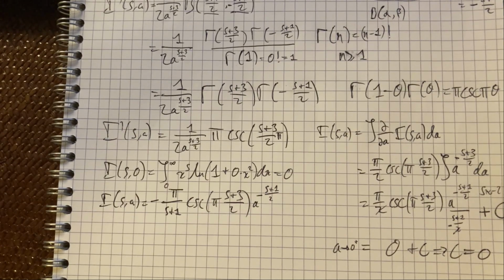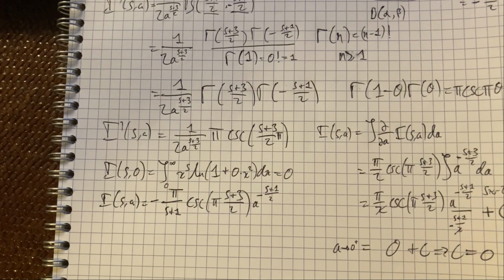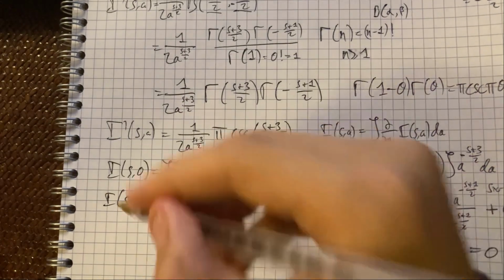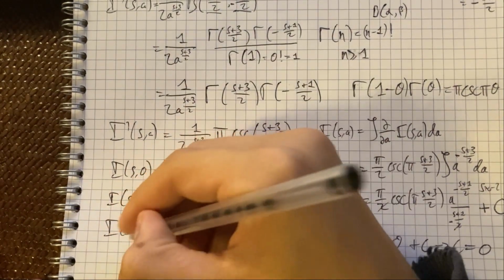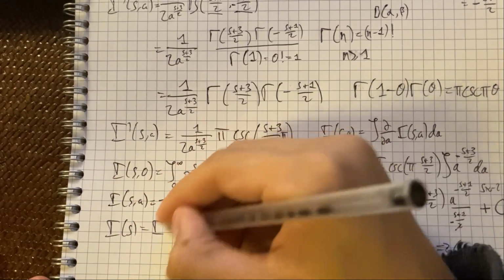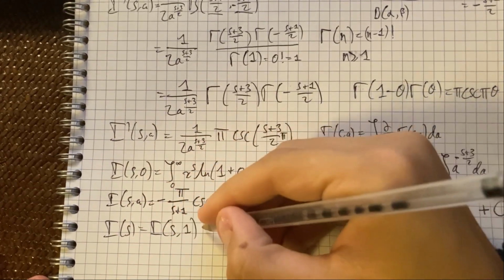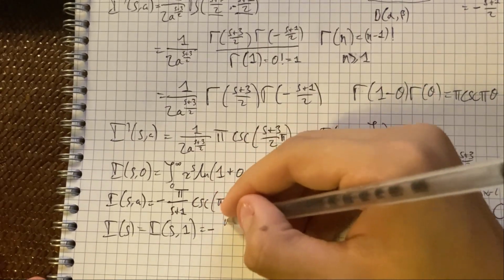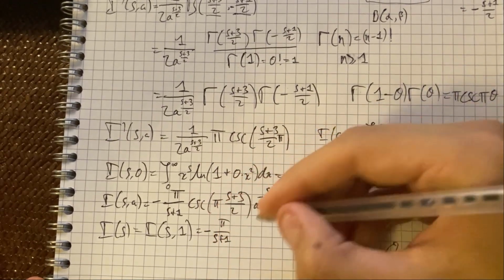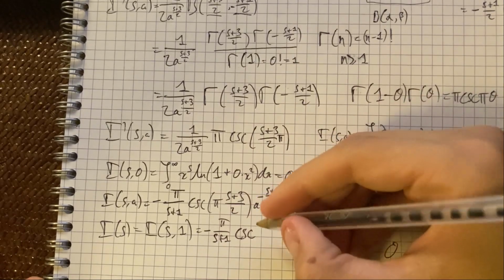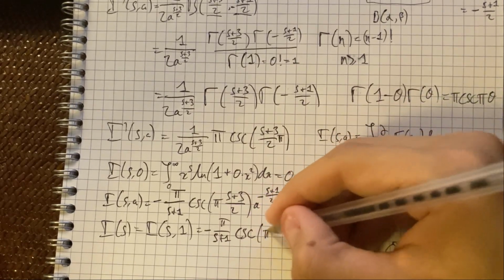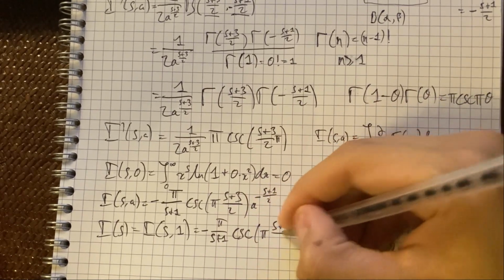And the interesting case is for A goes to 1, or A equals 1 in here. I of s equals I of s, 1, which equals negative pi by s plus 1 cosecant pi (s plus 3) by 2.